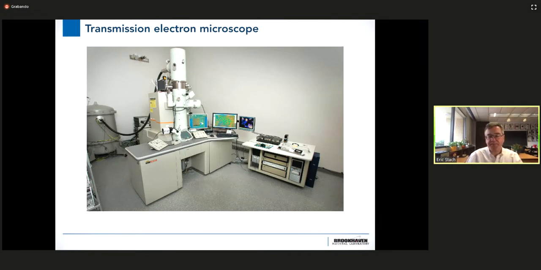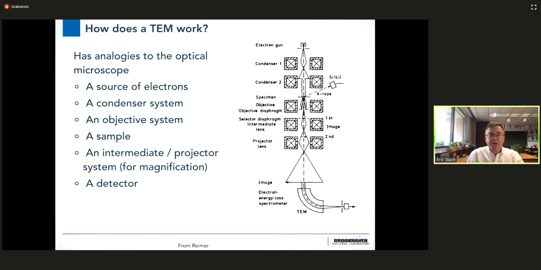Okay. So what I want to do for a period of time is talk about how a TEM works, and then we'll go through and talk about how we use it after we understand how it works. So the TEM has kind of analogies to an optical microscope.